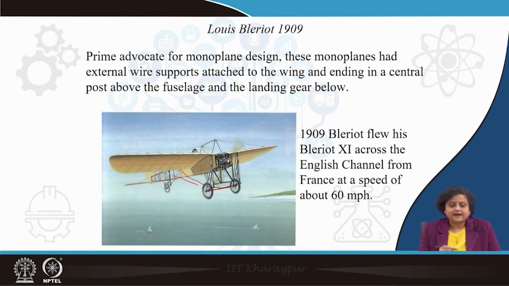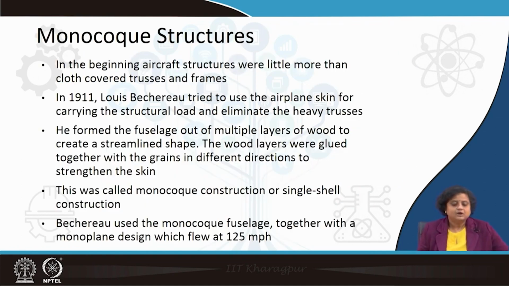So, in this design there is this bar and there are wires which are supporting the monoplane wing to the fuselage. This monoplane design helped in reducing the drag considerably and made it more aerodynamically efficient, and this made a flight across the English Channel at a speed of 60 miles per hour. This was a big feat achieved, and this design became very successful.